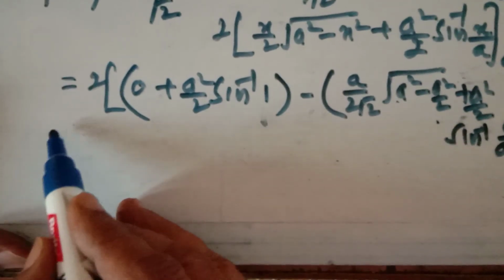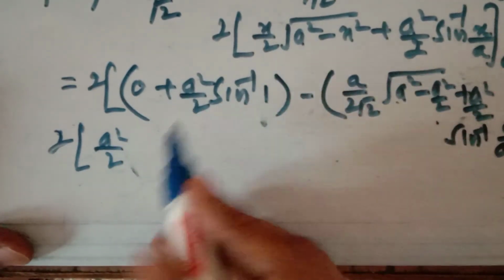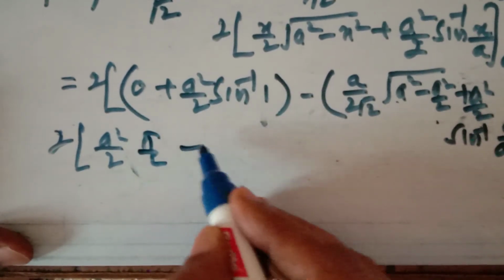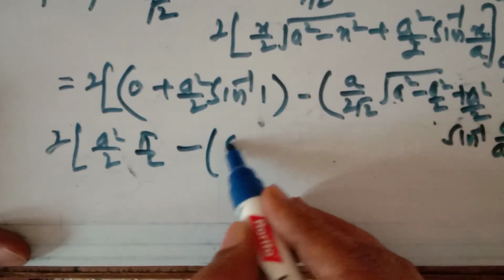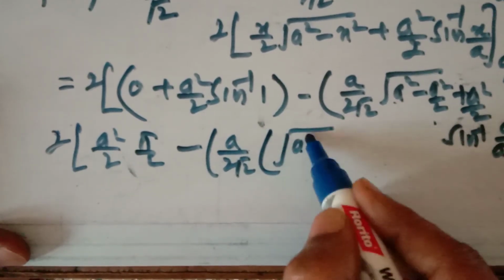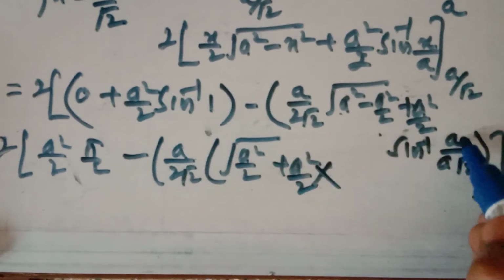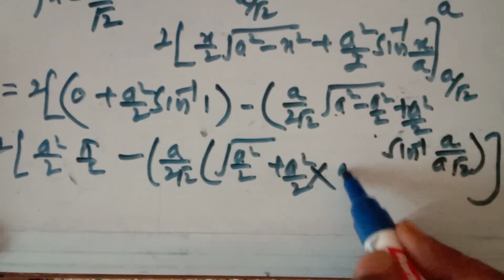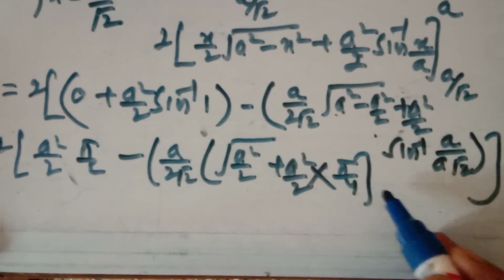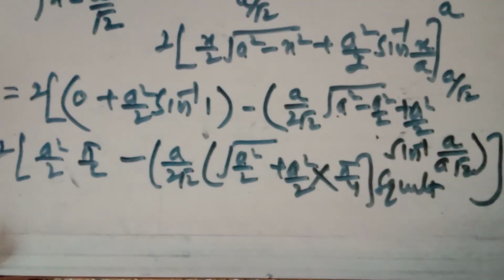So you can simplify: it is 2 a square upon 2, sine inverse 1 is pi by 2, minus, simplify it, it will be a upon root 2, and this is under root a square upon 2 plus a square upon 2, and this is sine inverse 1 upon root 2, that is pi by 4. A square units is the area bounded by this curve. You simplify as far as possible.